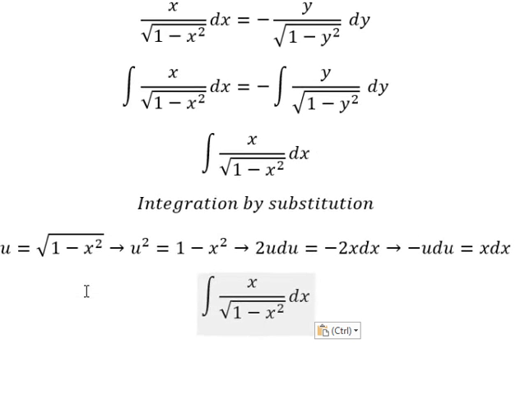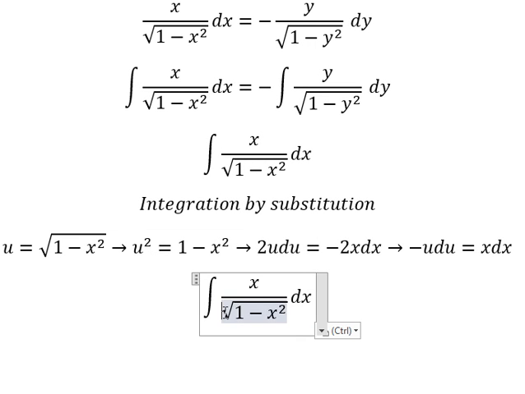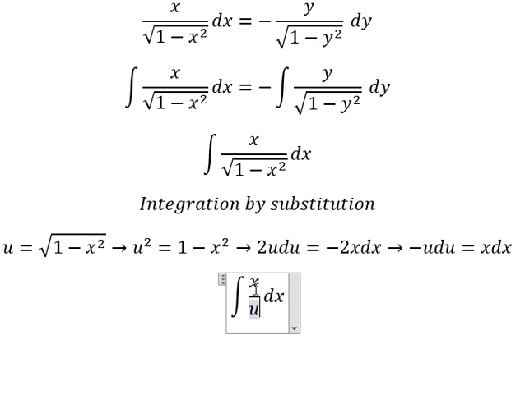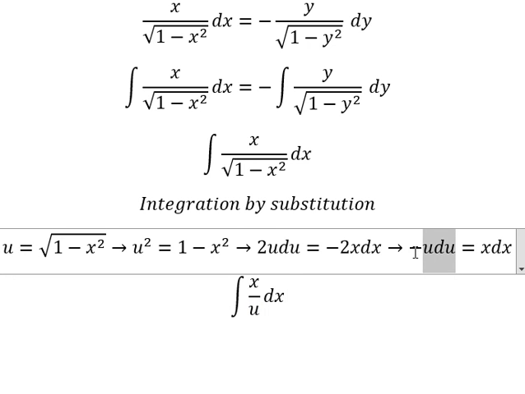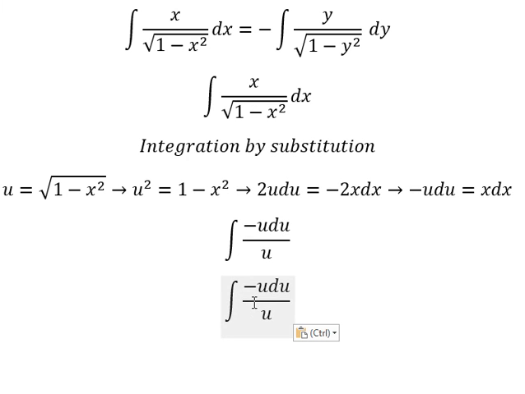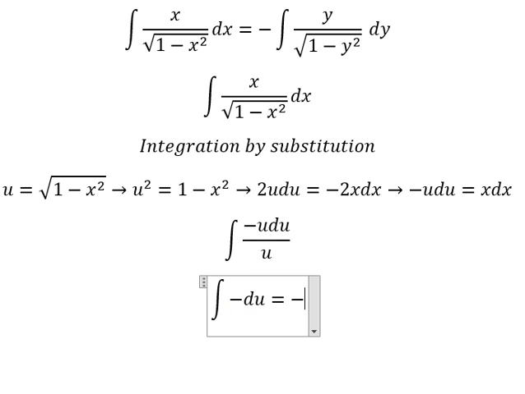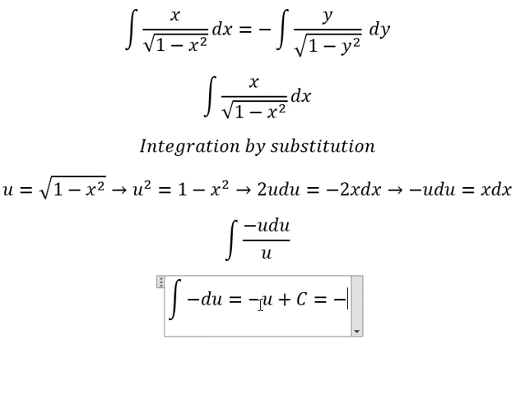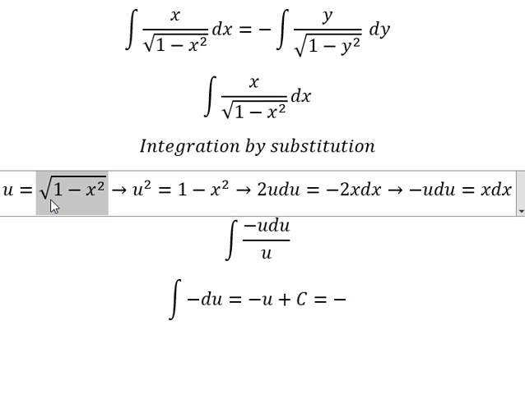So this one we change by u. x dx we change by negative u du. Now we need to simplify u, and you got negative du. The integration of this one, we have negative u, and I will put c. About u, that is about this one.